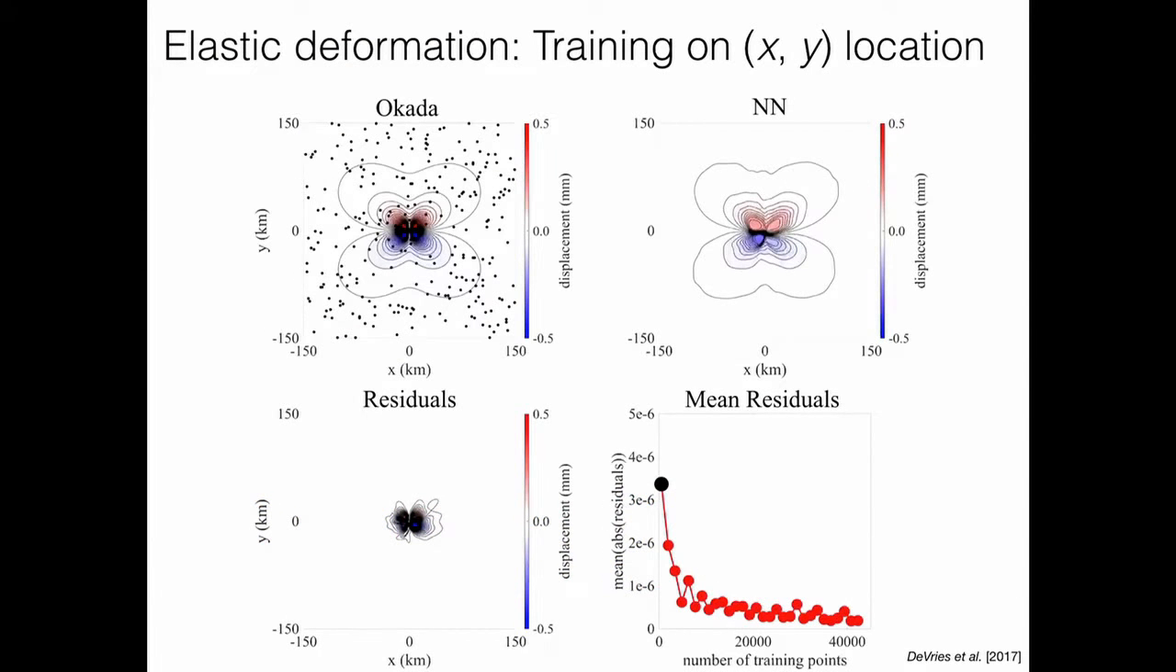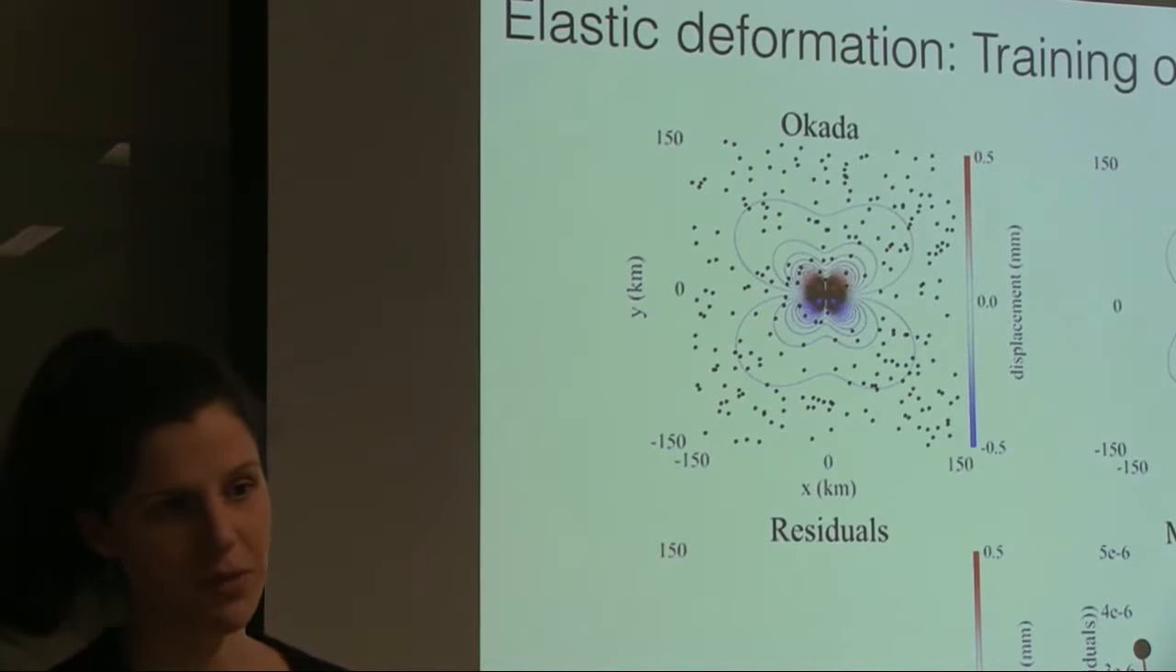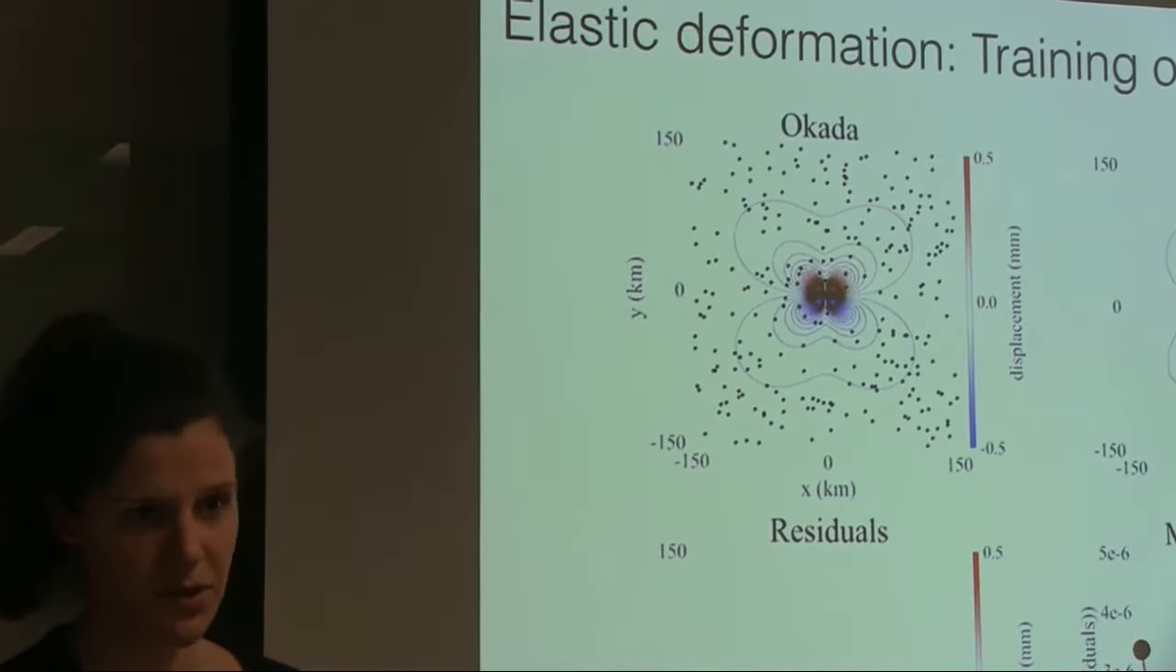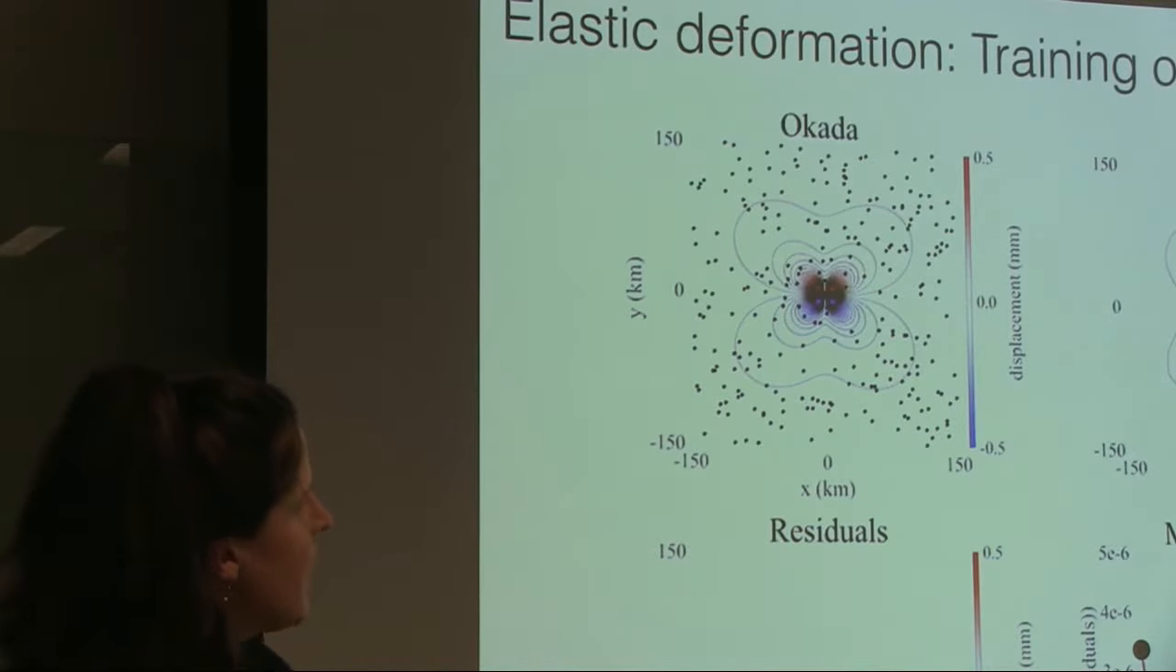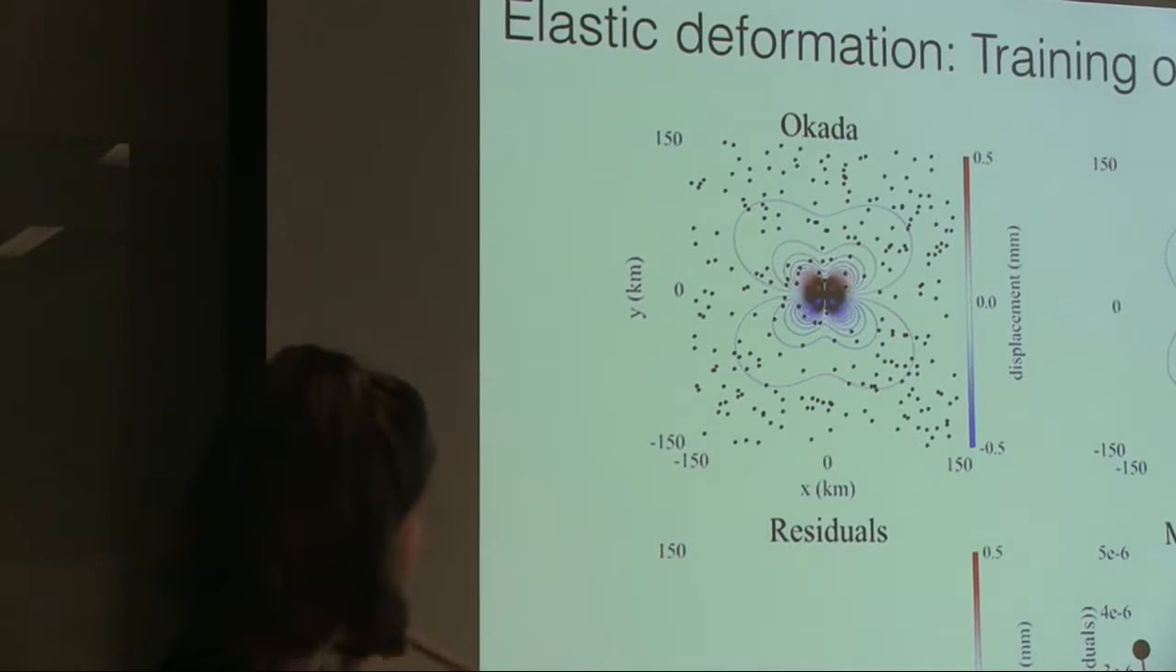So this is a very simple example of what the process looked like. What's shown here in the top left are the x displacements at the surface for a point source at 5 kilometers depth in an elastic half space. So this is a classic Okada point source solution. And the neural network approximation of that same field is in the top right, and the residuals are here in the bottom left.